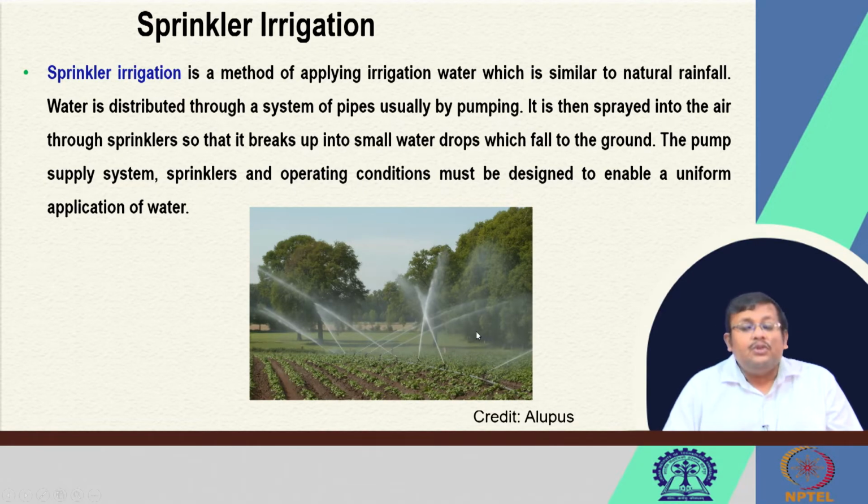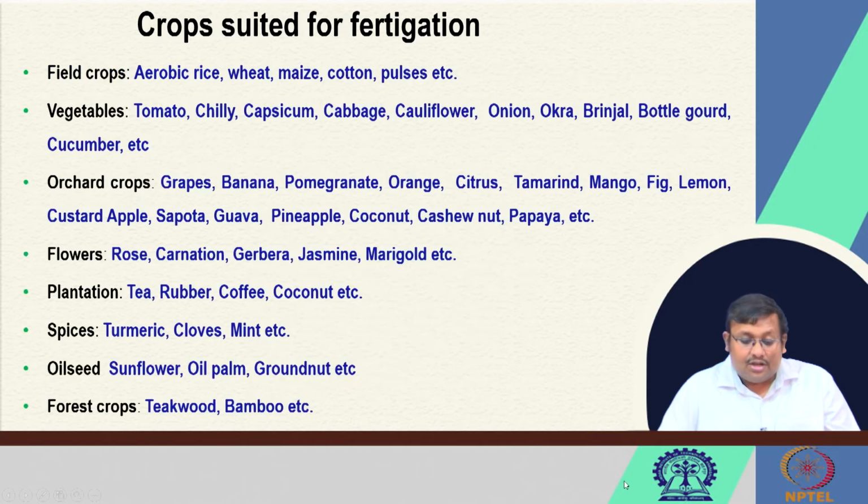In sprinkler irrigation, water is distributed through a system of pipes, usually by pumping. It is then sprayed into the air through sprinklers, so that it breaks up into small water droplets which fall on the ground. Now, the pump, supply system, sprinklers and operating condition must be designed to enable a uniform application of water. So, this is a sprinkler irrigation system and we can apply the fertilizer through sprinkler irrigation also.